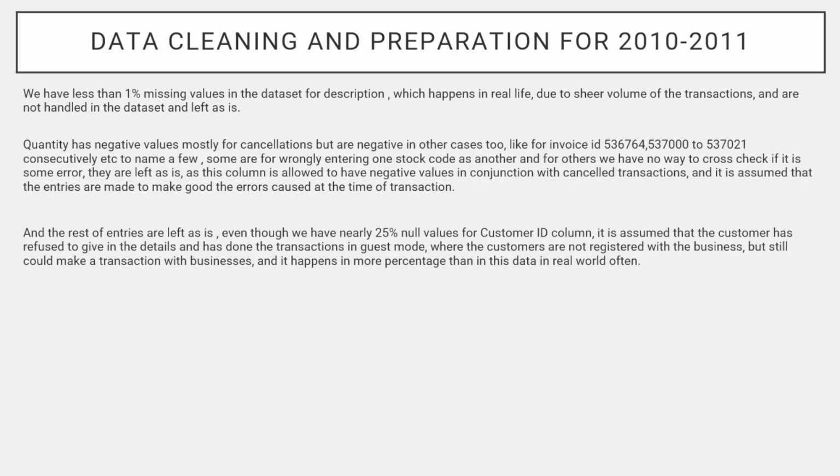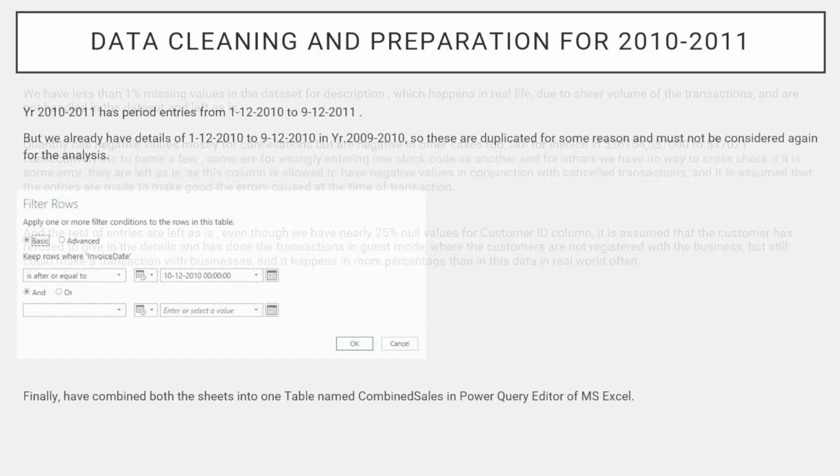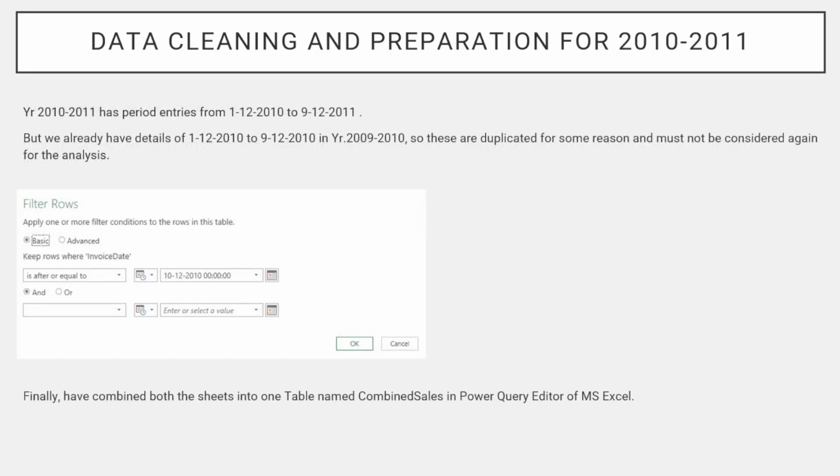And then the negative values continued for both cancellations and corrections for 2010 and 11 too, but they are entries in 2010 and 11 from 1 to 2010 to 9/12/2010, which are already part of 2009 to 2010. So they are duplicated again for some reason, so they are not considered for this analysis again.